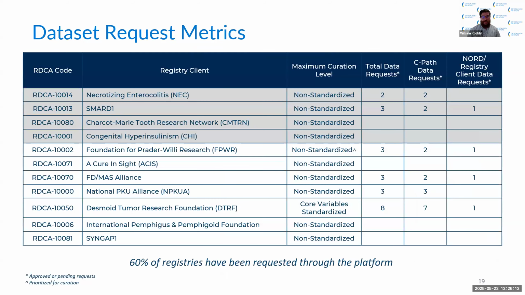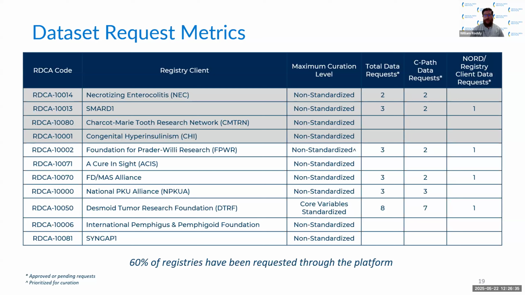If we jump to the next slide, this is an example of where we're at with the different registry groups. There are a variety of different standardization and curation levels of those. A lot of them are non-standardized until we have a use case that's relevant for them. But as we get input from researchers on what's valuable, we'll start to standardize the right variables of interest.